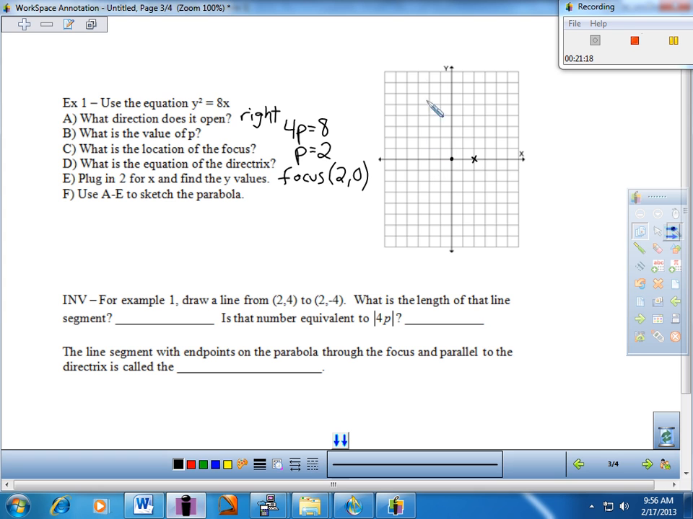So I go 2 units back, and I draw a perpendicular line to the way I came in. And so everyone, that would be the directrix right there. I hope everyone's in agreement on that piece. Okay, so I drew my directrix. 2 units to the right to get the focus, 2 units to the left to get the directrix, and it is a vertical line as we see.